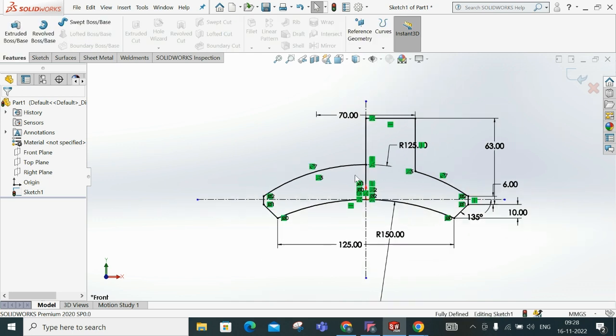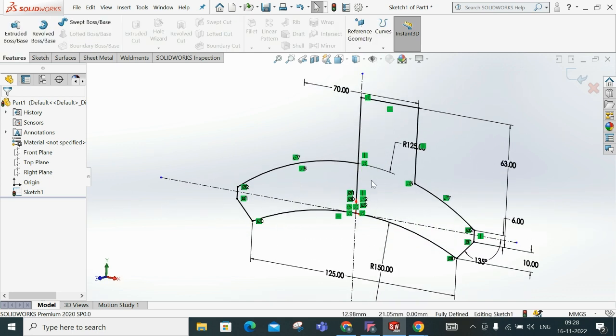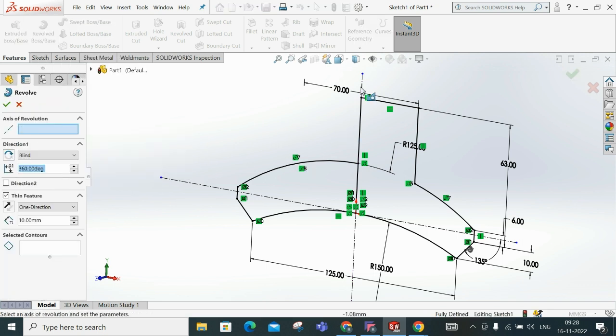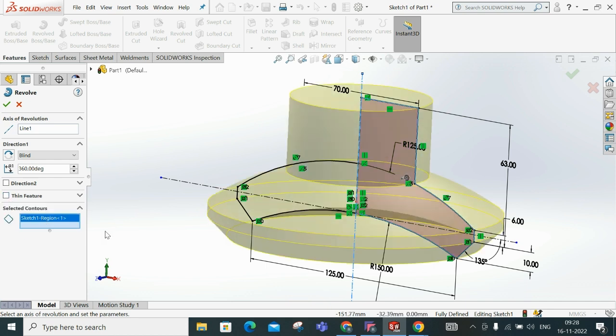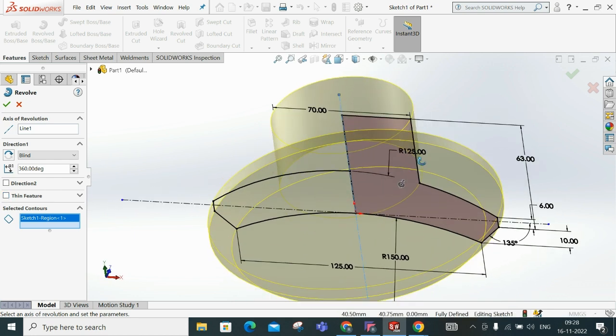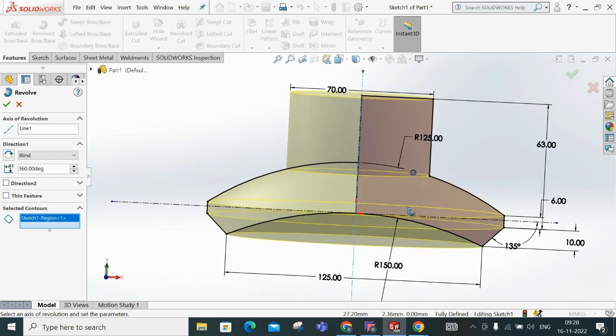You see, there are two open regions, right? But when I'm using the revolve command and selecting the axis as this thing, it is asking for selected contours. Under that, I'm selecting this region. I'm only selecting that region as the selected contour. There is no need of thin feature and all. Turn off that, I will get the required figure, right?